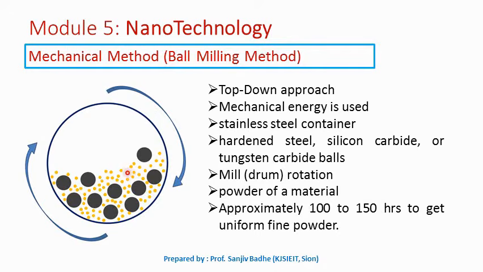As the mill is rotated, this powder will be crushed into smaller and smaller size continuously. The silicon carbide balls or tungsten carbide balls or hardened steel balls will provide a very large amount of energy to the material powder, and the powder gets crushed into smaller and smaller pieces. This process of ball milling is done for approximately 100 to 150 hours to get uniform fine powder. So approximately 100 to 150 hours this mill will be rotated continuously.